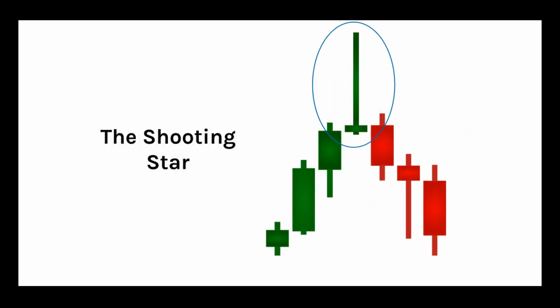The shooting star is made up of one candlestick with a small body and lower wick. Conversely, the upper wick is very long. Unlike the very similar inverted hammer, this pattern occurs at the top of an uptrend. This pattern indicates a strong price rejection after a significant push up. The shooting star is often associated with a signal of bearish reversal.